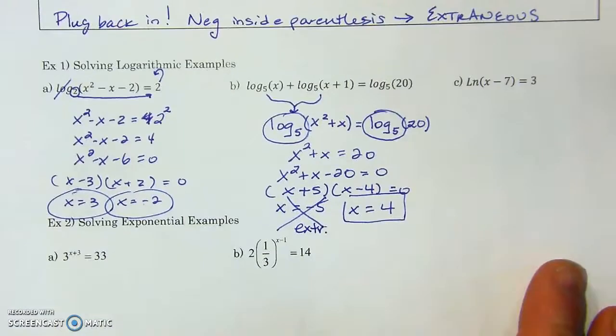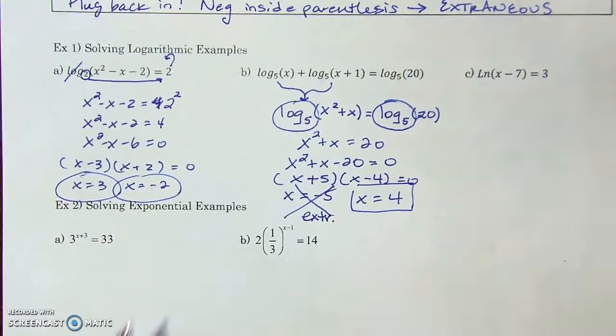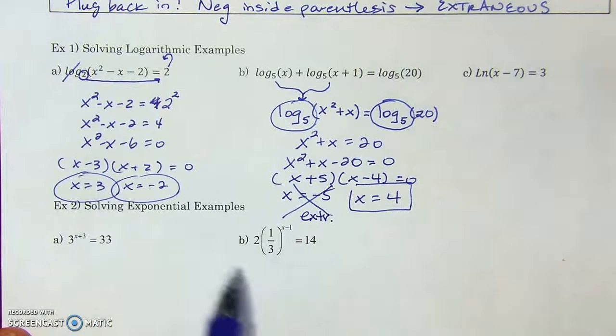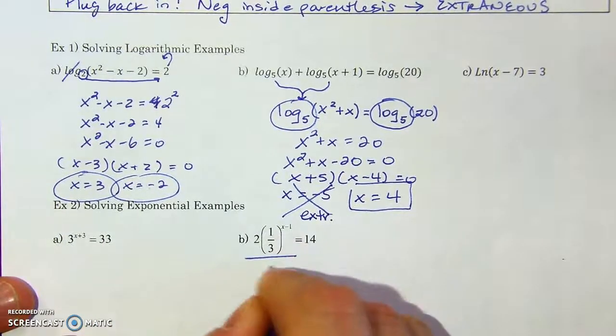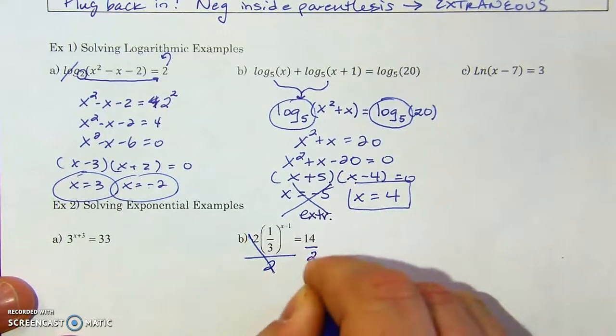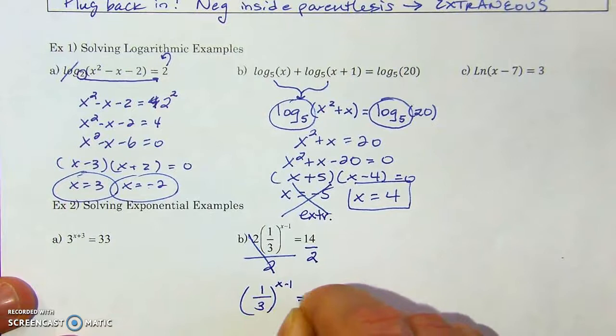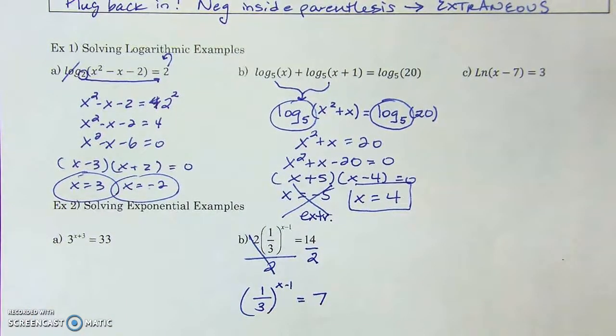Okay. So the first thing we need to do is make sure our exponential, our number to a variable power, is all by itself. Okay, so here it is not. So let's do example 2b, because it takes that extra step. I'm going to start example 2b by dividing by 2 to get my exponential by itself. And now I'm going to take the log of both sides.